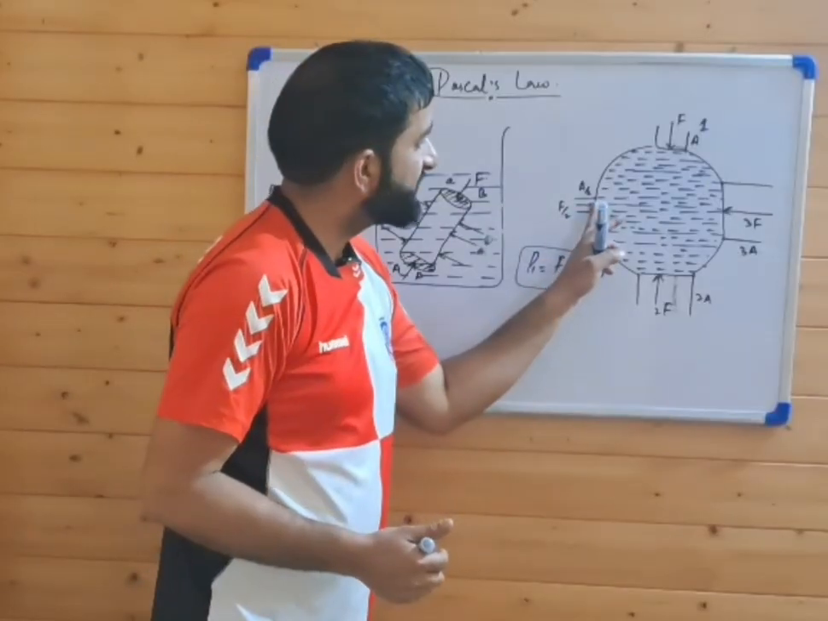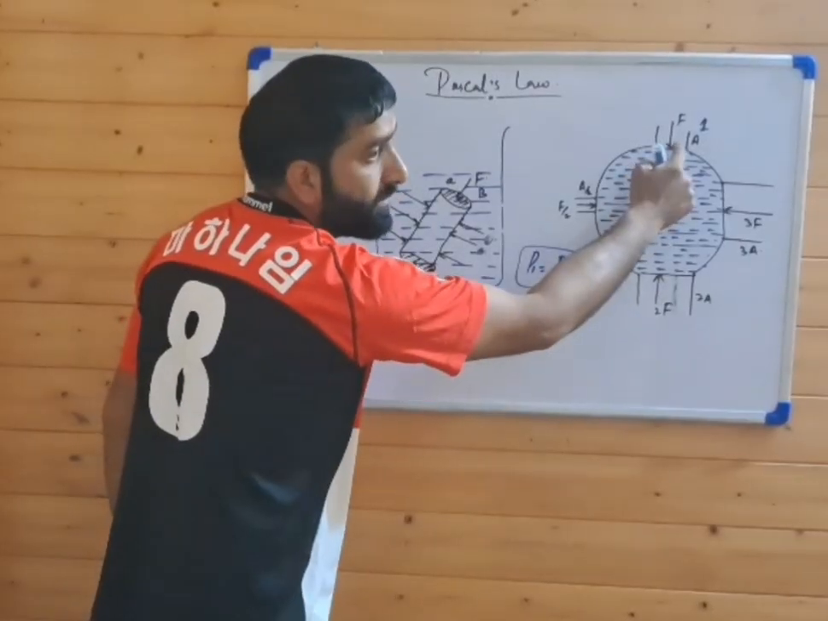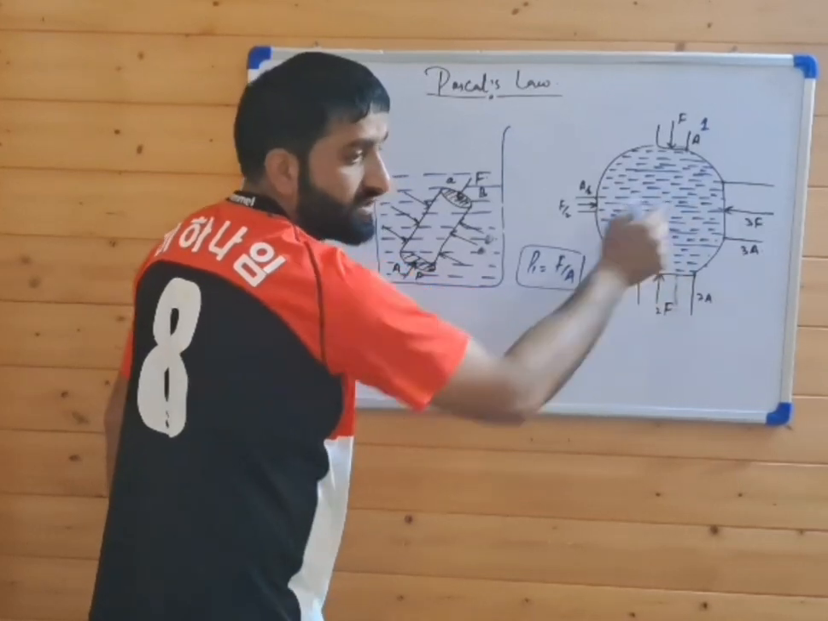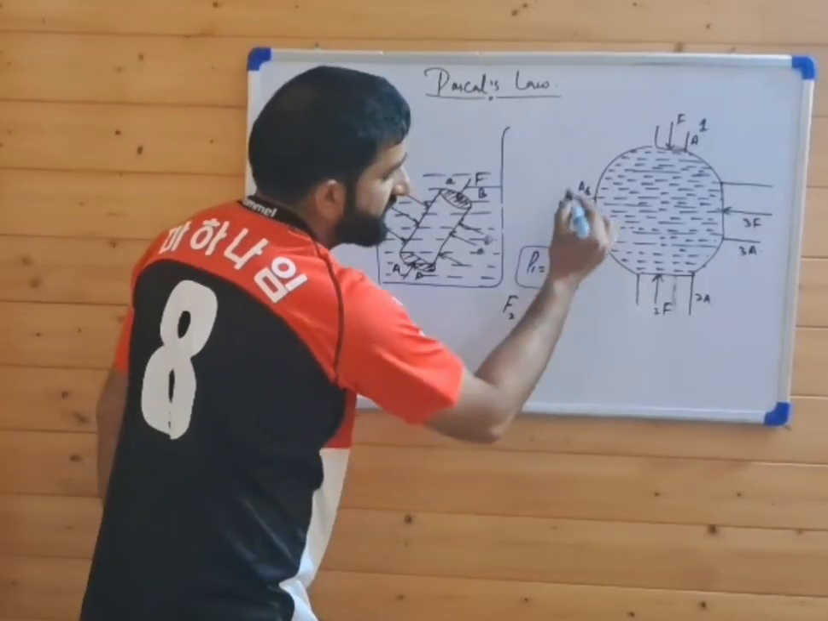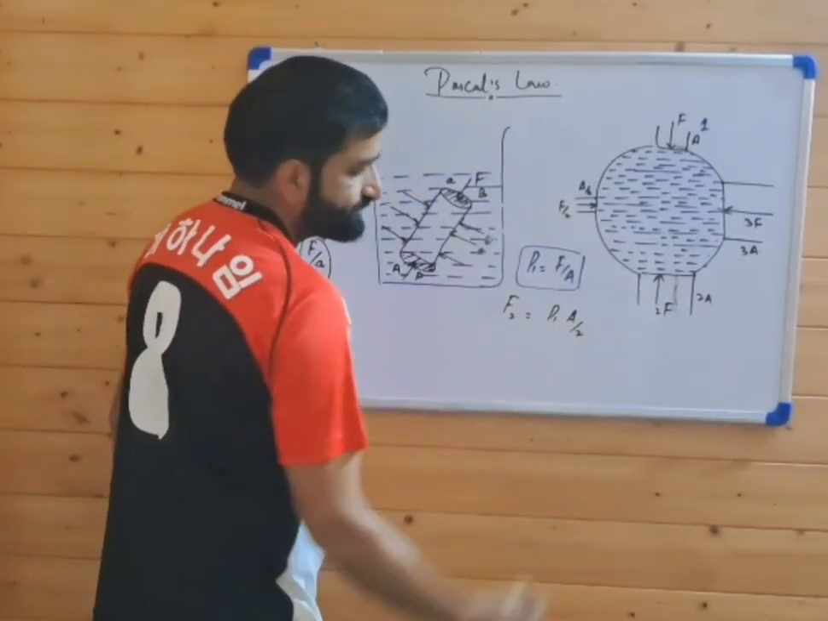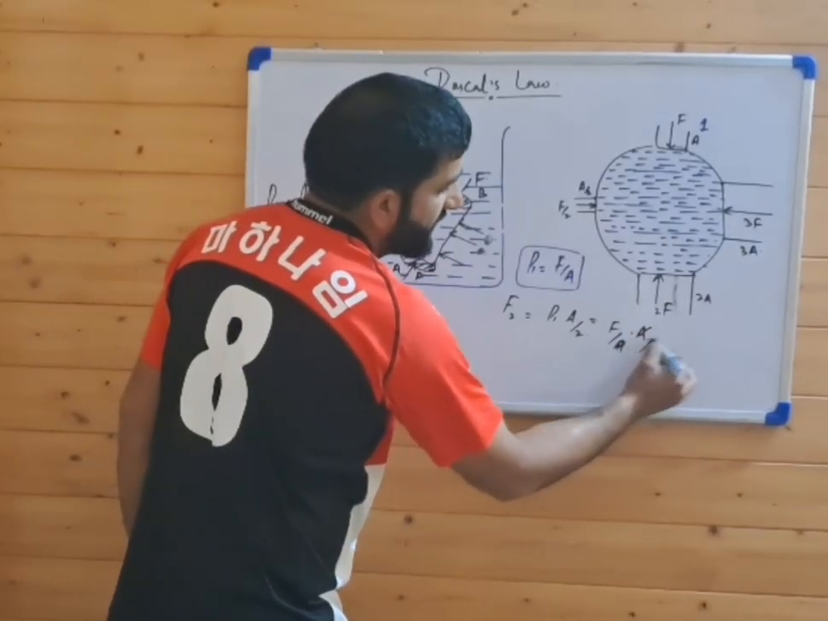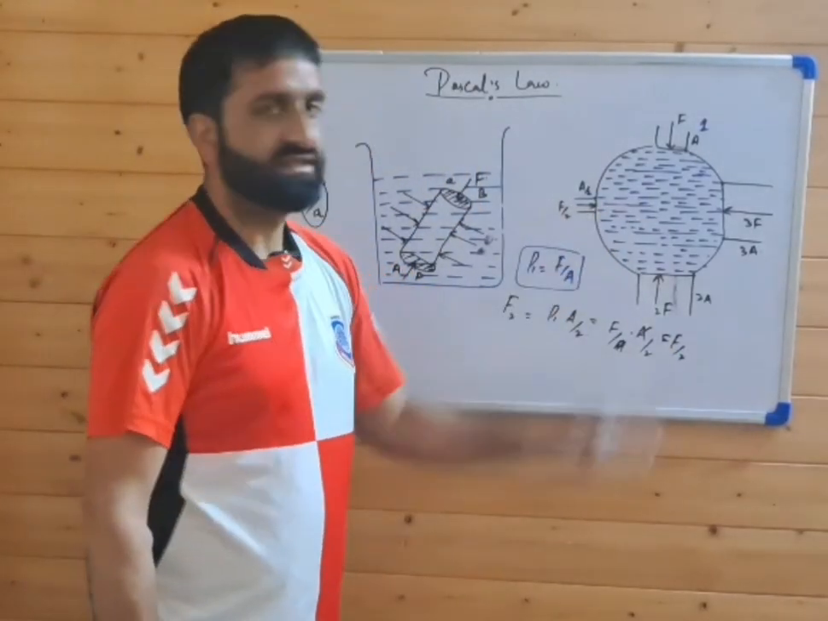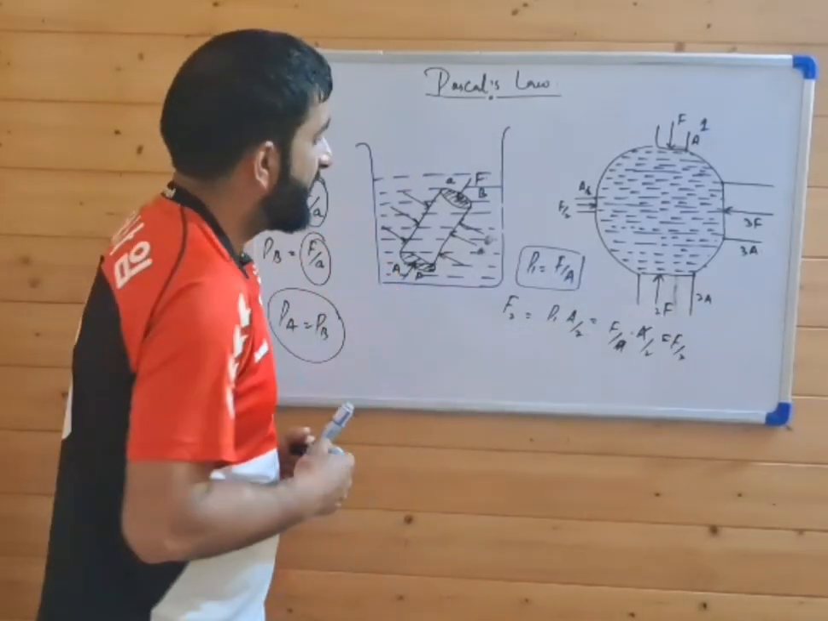Now we will see what force is required here. As the pressure difference is equally transmitted in all directions of the liquid and all walls of the container, the force F2 should be equal to P1 into A divided by 2. That is F divided by A into A divided by 2, that is F divided by 2, which is the same force with which we have to push the piston in this direction. We will see if the calculations are right.